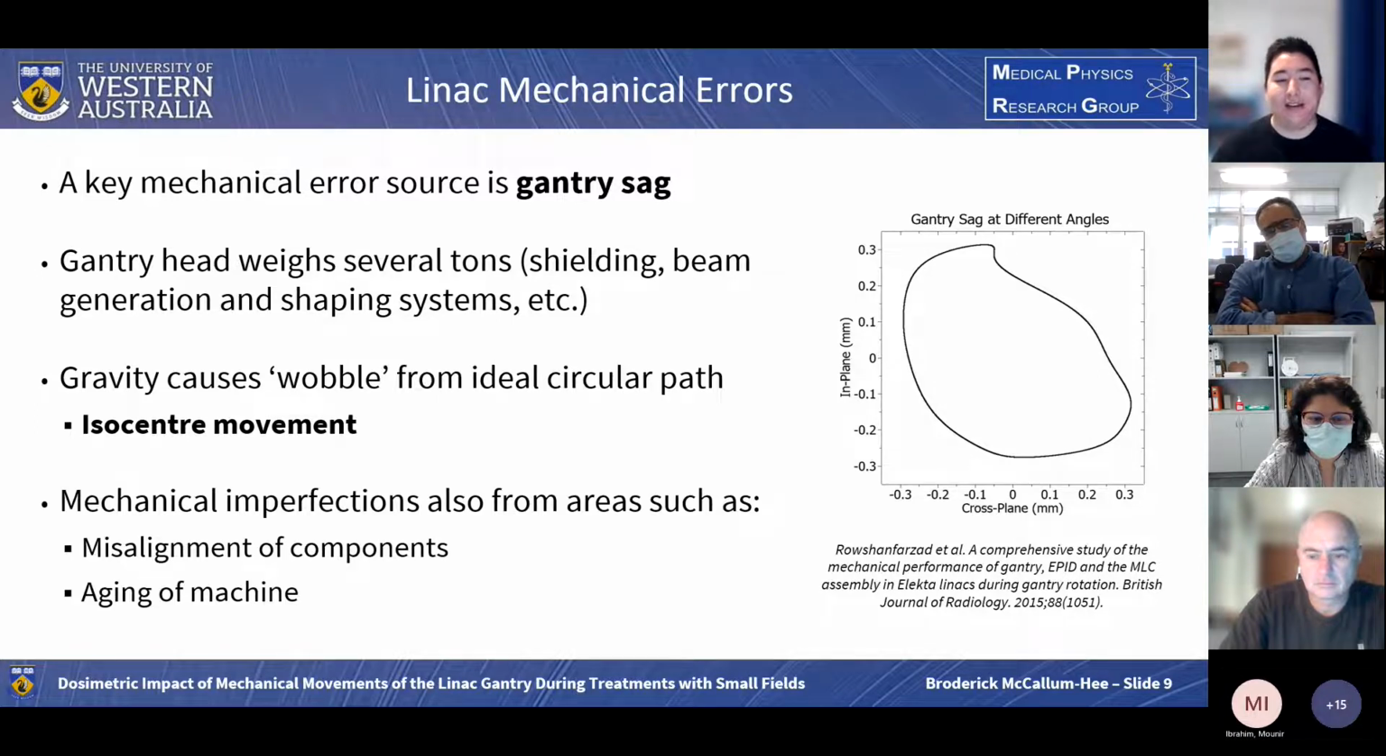It should also be noted that there are mechanical imperfections from other areas, such as misalignment of the components or aging of the machines. One example is ball bearing deterioration.